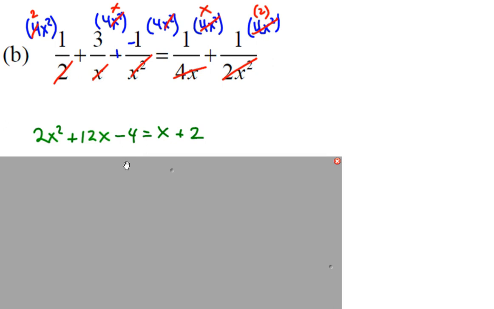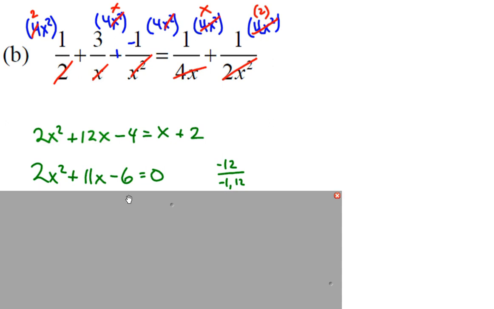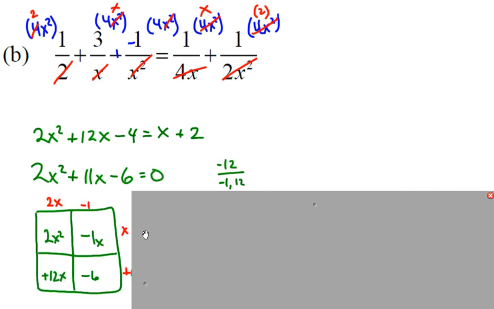Hopefully you got as far as you could with this. Get a 0 on one side. Now this is one of those where I want to use the window because I have a leading coefficient of 1. I'm going to go 2 times negative 6 is negative 12. I need to add up to 11, which would be 1 and negative 12. I'm going to make my window. So in that case, my window looks like this. My factors, 2x minus 1 and x plus 6.